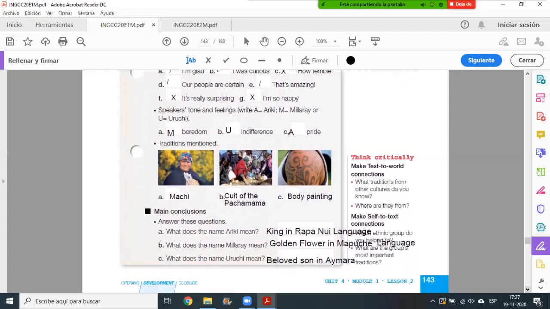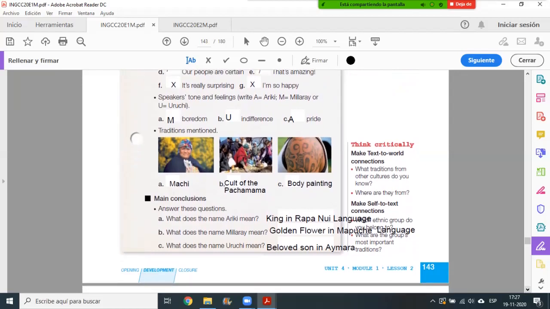Okay, now we have to label the traditions mentioned. Here we have a machi. You can see a machi in the south of our country. It is common to see them in the ninth region. En la novena región es común ver machis, ¿cierto? En los campos. Okay. Here, this is a cult of the Pachamama. You see? That is very traditional. Here it is a shoulder, a part of the arm, el hombro, cierto, la parte del brazo. It is body painting, ¿ya? Tatuaje, body painting or tattoo.